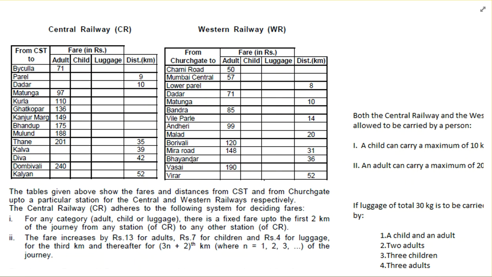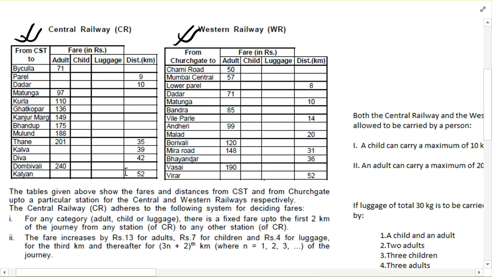This is an LR set in front of you on your mobile screen. This question was asked in our CAT WhatsApp group, and hereby I am solving it. So there are two railways, Central Railway and Western Railway. In the first table, the fares from CST to various stations are given, and in the second table, from Churchgate to various stations the fares are given.